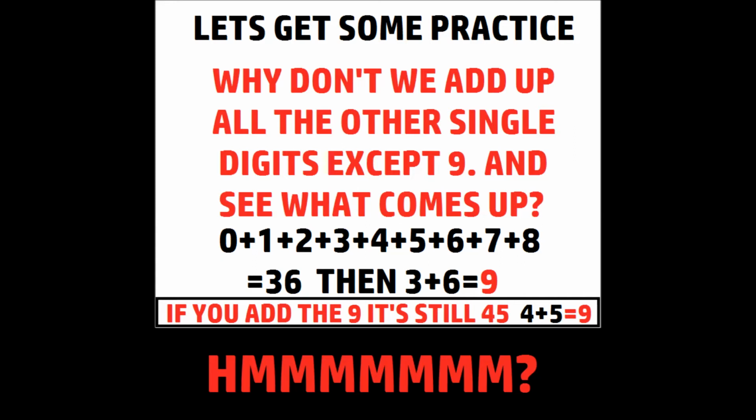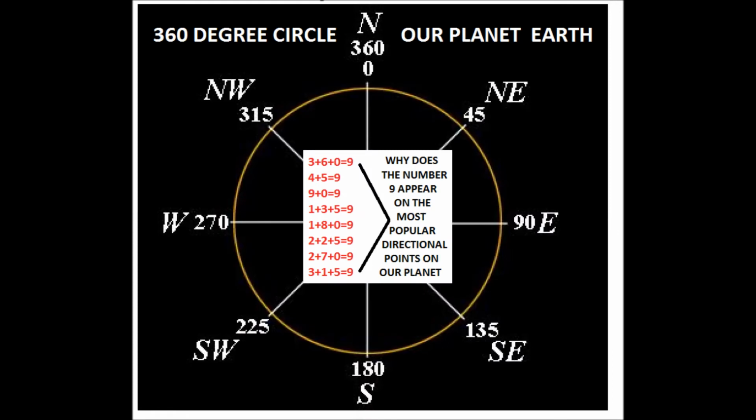Why don't we add up all the other single digits except 9 and see what comes up? So we're going to add the 0 plus the 1 plus the 2 plus the 3 plus the 4 plus the 5 plus the 6 plus the 7 plus the 8, and we get 36. Then we're going to add the 3 and the 6, and guess what comes up? It's a 9. If you add the 9, it's still 45. The 4 plus the 5 equals 9. Now, that was an interesting coincidence.